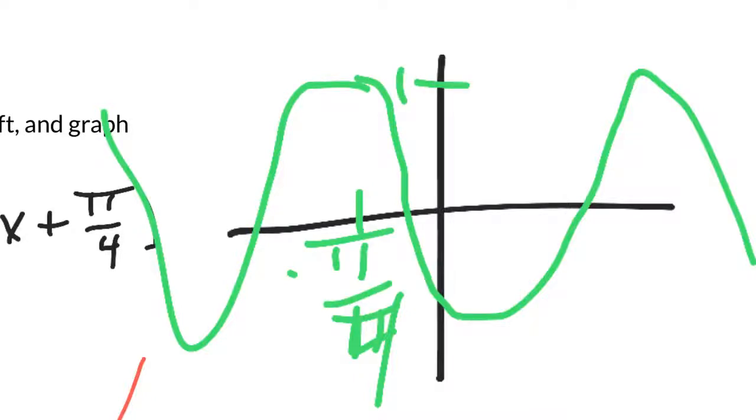It has that amplitude of 1 that we talked about. It has a phase shift of -pi/4, and then that's the rest of the graph. It just keeps going in that sinusoidal wave.